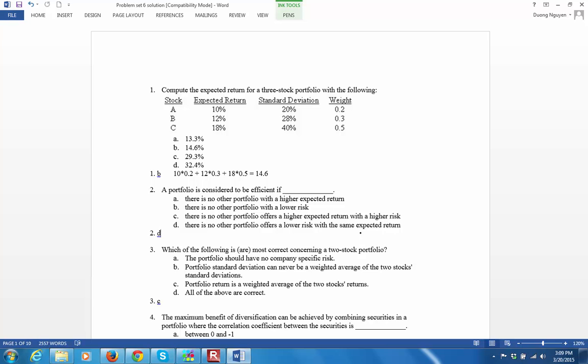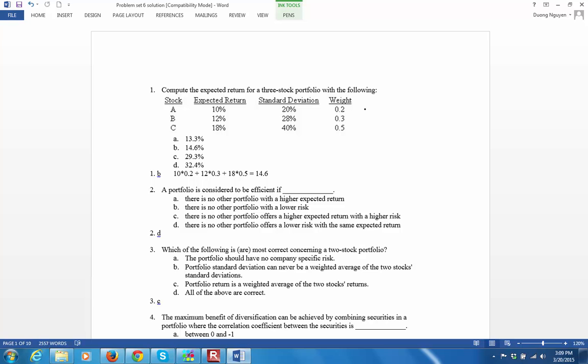Okay, so your portfolio has 3 stocks, A, B, and C, and the return for A is 10%, for B is 12%, and for C is 18%. And the weight, meaning how many percent of the portfolio, okay, so you have 20% of the portfolio in stock A, 30% in stock B, and 50% in stock C.